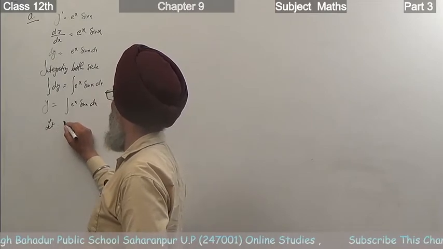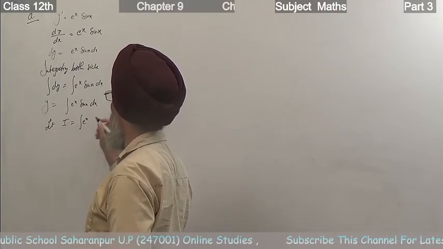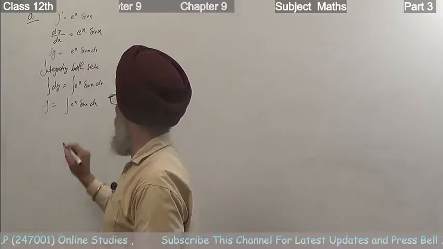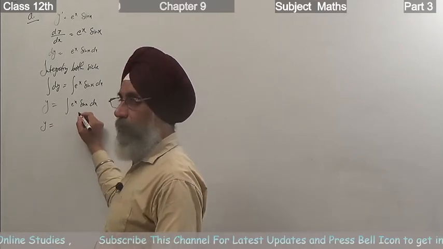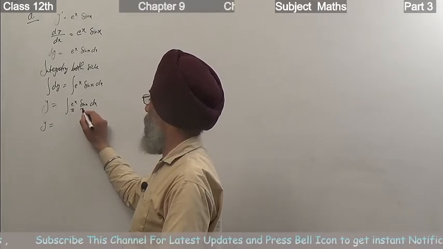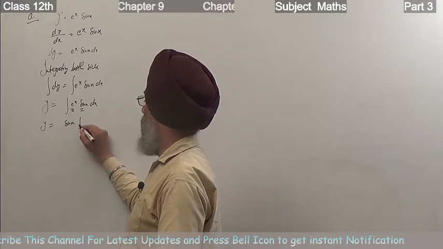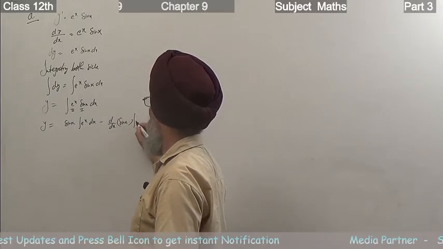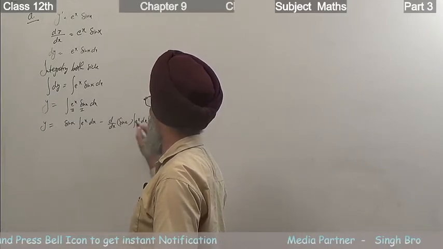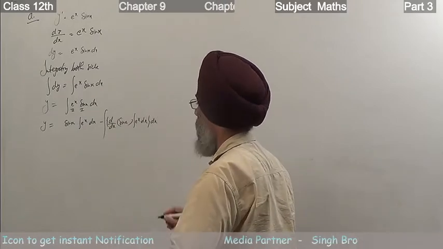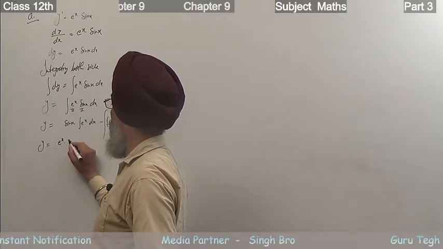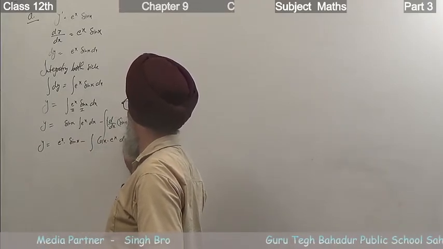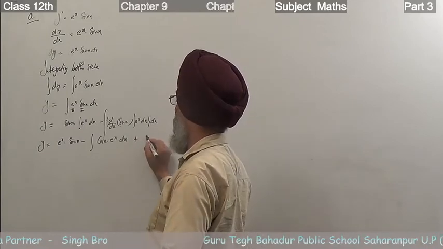Let us say I is equal to integral of e to the power x sin x dx, you can use it directly. Here we take sin x as the first function and the exponential as the second function. So sin x times the integral of e to the power x dx, minus the integral of the differentiation of sin x times the integral of e to the power x dx. So it becomes y is equal to e to the power x sin x minus the integral of cos x e to the power x dx. You can write the constant of integration here.